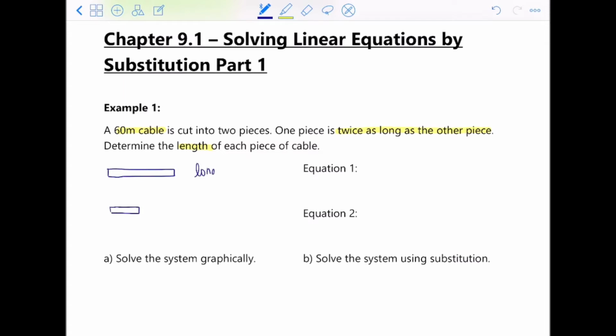So for the longer one, the long piece, I'll label it as L for the variable, and S for the short piece. We first need to set up two equations before we can solve for these two variables. The first one will come from the first statement here. We know that a 60-meter cable is cut into two pieces, so we can say that the sum of those two pieces equals 60. So L plus S equals 60.